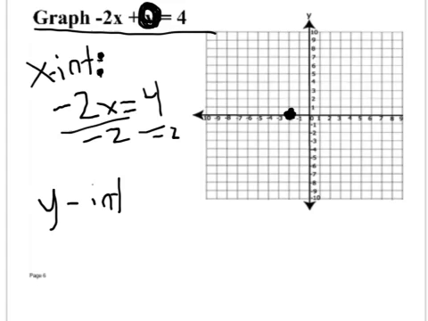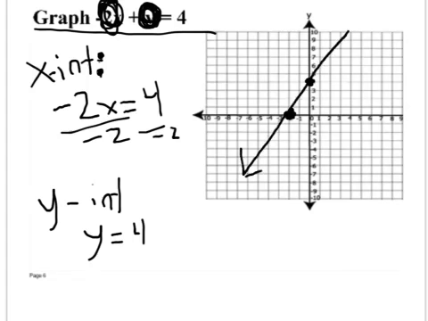Now we need to find the y-intercept. What did I say is common about every y-intercept? X is 0, right? So what I do is I plug a 0 in here. All right. So that leaves me with this, y equals 4. So what's my y-intercept? 4. Now that I have 2 dots, I can graph that, which all I do is draw a line through them. This line matches the equation right here, negative 2x plus y equals 4.